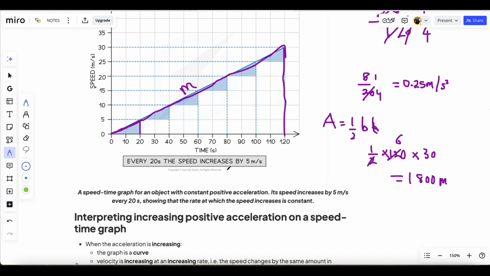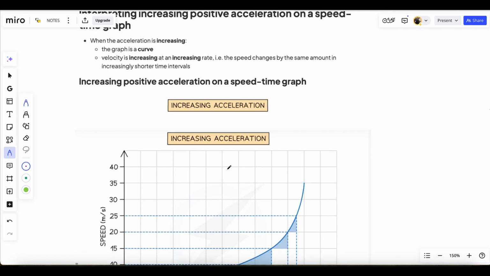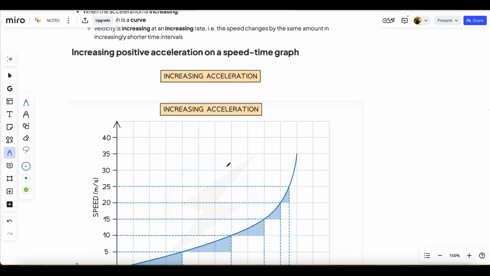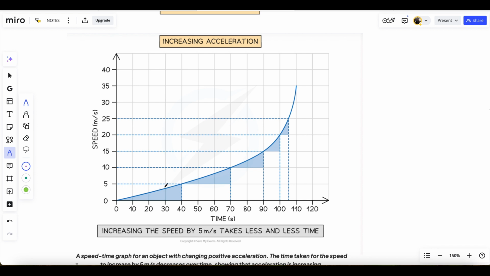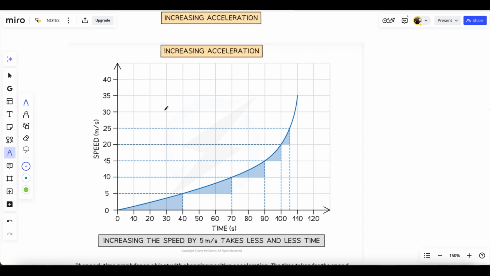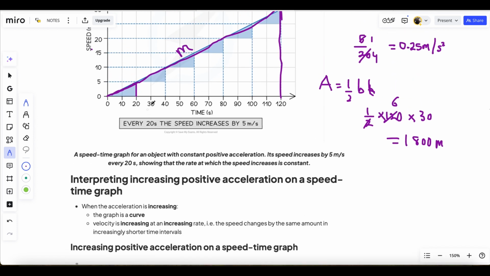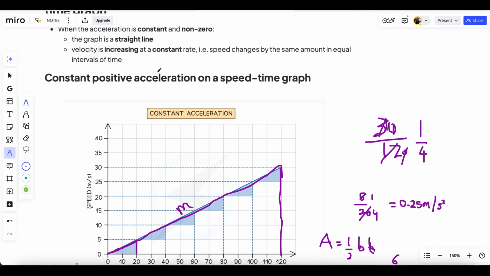Is that okay? So this is what it is. Let's move on quickly. So let's say we have another graph, say increasing positive acceleration in a speed-time graph. Now, if we have a curve in a speed-time graph, this means the acceleration is increasing. Just now, when we have a straight line like this, the acceleration is constant. This is a constant positive acceleration on a speed-time graph.